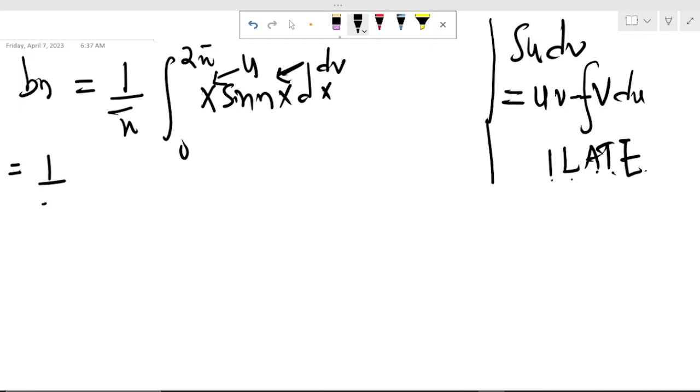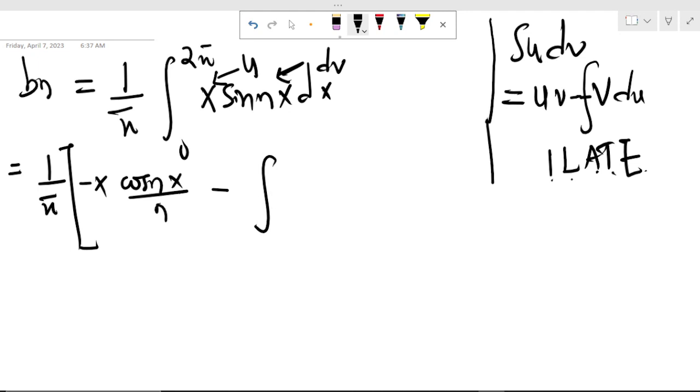So we have 1 over pi. From the following formula here, we have u, which is our x, and we have v. What is our v? Our v is simply the integral of sine nx, which is minus cos nx over n. Then this gives us minus integral of our v, minus cos nx over n, times du. And differentiating x gives us 1. So let's plug in our limits 0 to 2 pi.